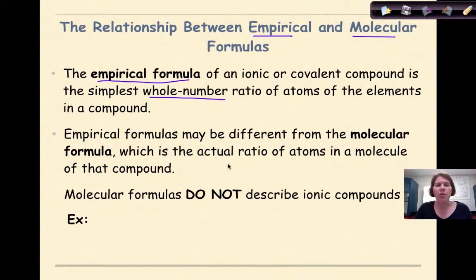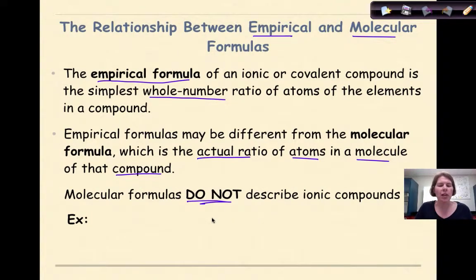A molecular formula is the actual ratio of atoms in a molecule of that compound. Now remember, if you're talking about a molecular formula, you're talking about a molecule, and a molecule has covalent bonds and it's made up of nonmetals. So molecular formulas do not describe ionic compounds.